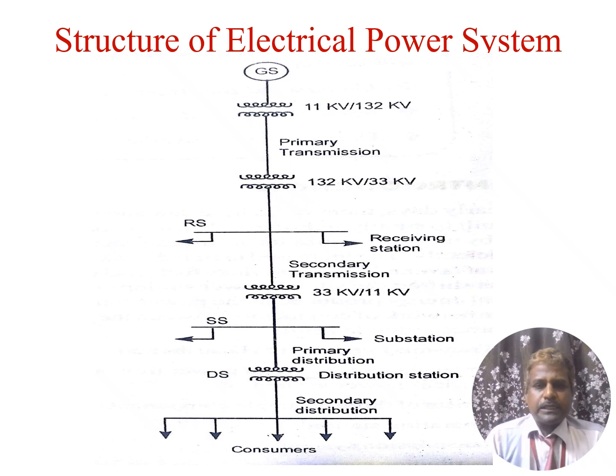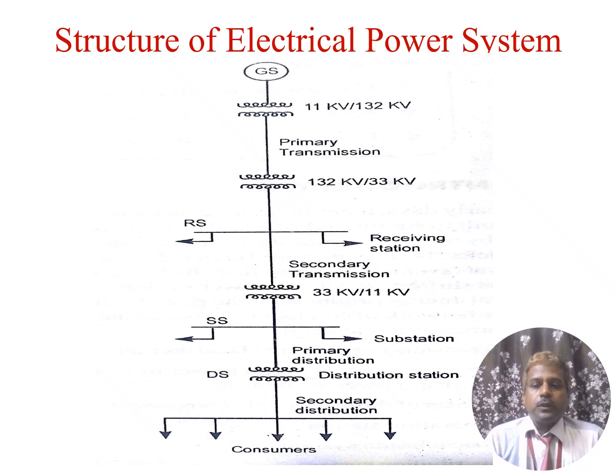From the receiving stations, we again step down the voltage from 33 kV to 11 kV, and that is transmitted to the distribution stations. This setup is the secondary transmission. In secondary transmission, again we reduce the voltage, then it is given to the distribution stations. In the distribution stations, we reduce the voltage from 11 kV to 400 volt, or 11 kV to 230 volt single phase supply.